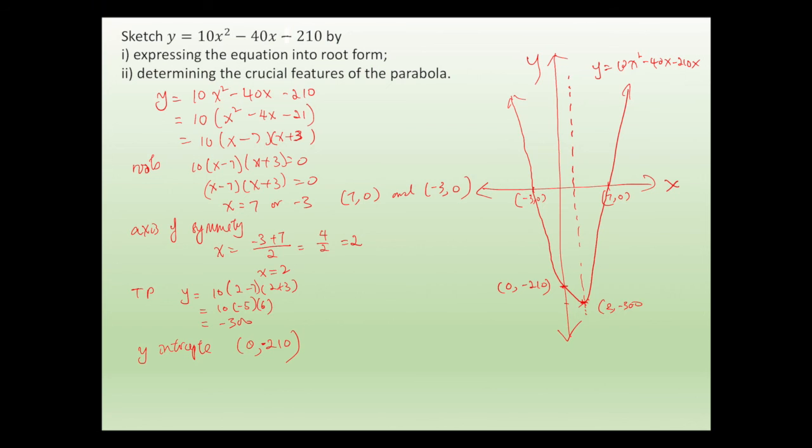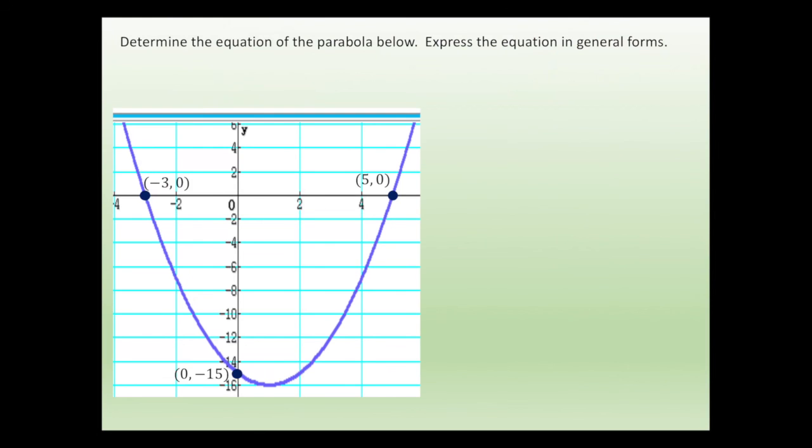The next bit and the final bit of the lesson today is to determine the equation of a parabola. Now, you're asked to determine the equation of a parabola below. You need to express the equation in general form. So here, you're given the roots and the y-intercept. The most obvious thing to start off with, since we know the roots, is y = a, because we cannot assume that a is 1. So we have to work it out using the third point.